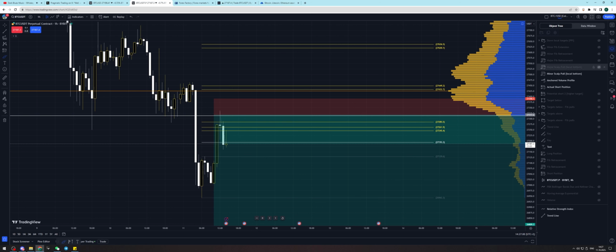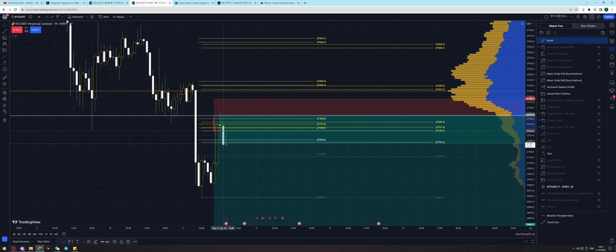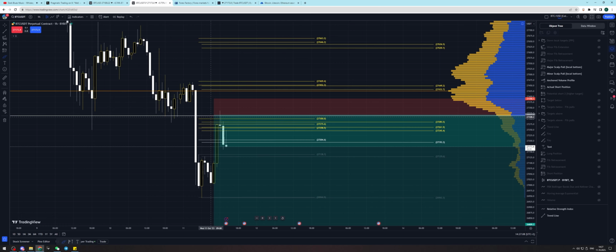Now let's turn on the major scalp pool, local bottom, we see more fibs in the zone. Okay, what else do we see?